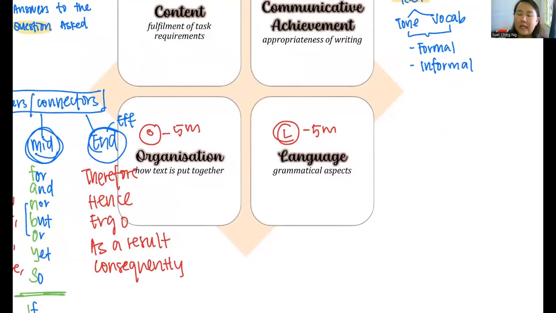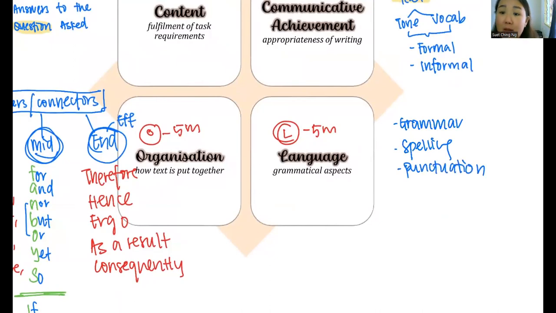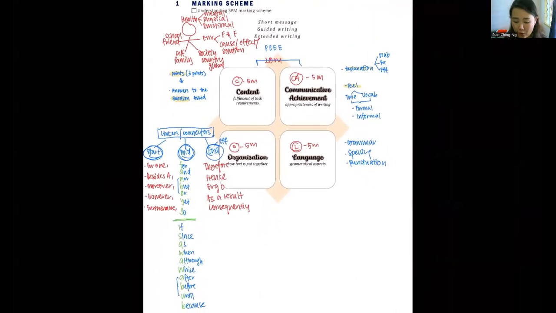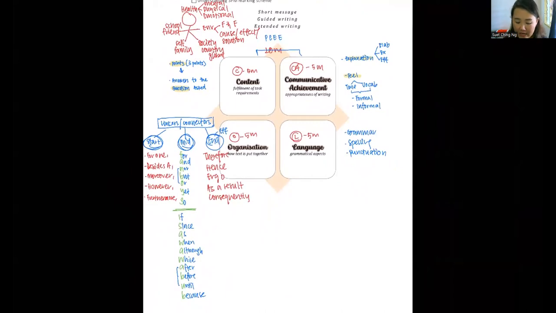Now, in language, probably one of the least that you can control, you have your grammar, spelling, punctuation. Punctuation is like your comma, your full stop, whether you're using exclamation marks, semicolons correctly or not. So if you were to ask me, I feel like the only thing you can actively control and double check, with the 5 minutes at the end of your paper when you read it through, truth be told, is only organization. And it's very easy to correct. You can just put a little arrow and write it up top. Because in terms of content and communicative achievement, they match together. They are your point, elaboration, example, in fact, essentially your elaboration.